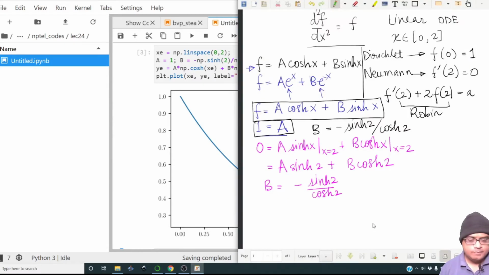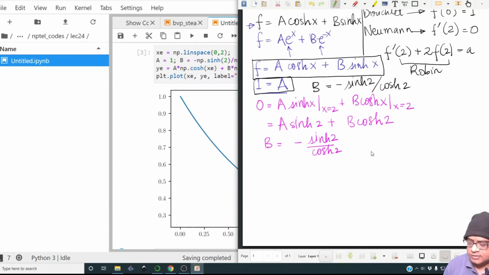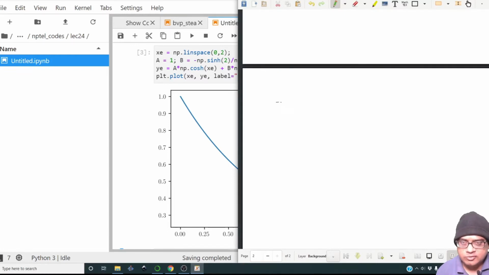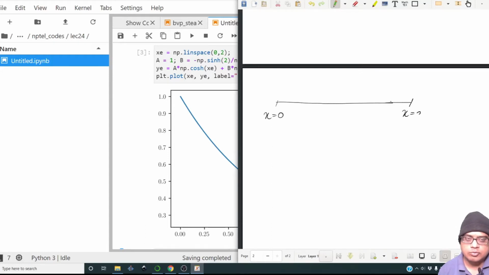Let's see. The very first thing that we do is to discretize the domain into a bunch of points. So this is x equal to 0 and this is x equal to 2. We make a linspace out of this, so this will be 0, 1, 2, all the way to n minus 1, if we have a linspace which has n elements.